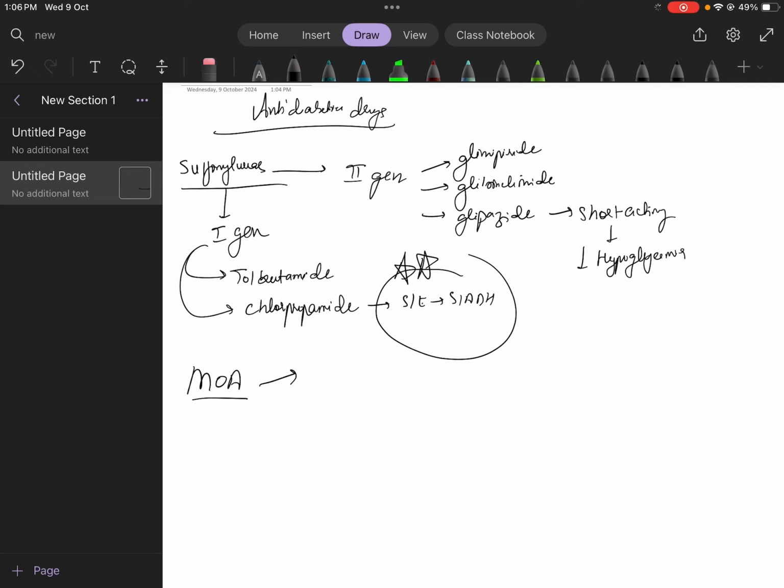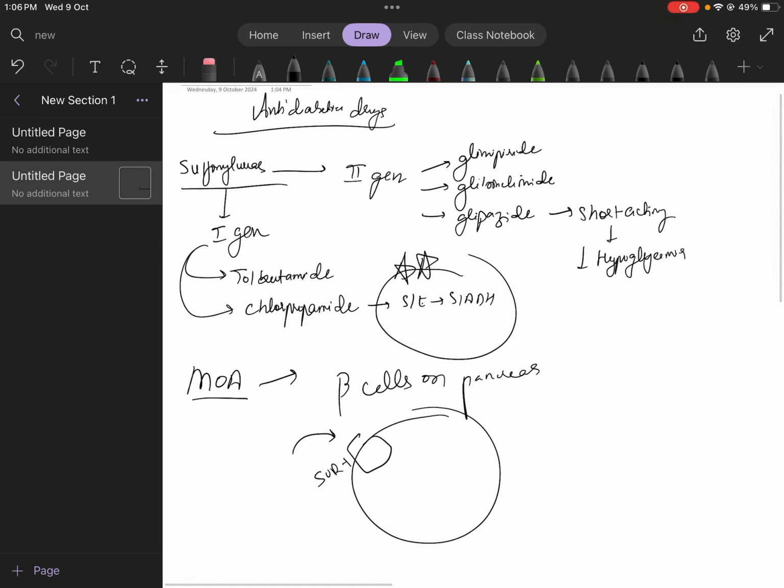This drug basically acts on beta cells of the pancreas. These beta cells have a receptor called the sulfonylurea receptor, the SUR1 receptor. So very simple, it acts on beta cells of the pancreas which contain a receptor called the SUR1 receptor, also called the sulfonylurea receptor. So what does it do? This drug basically goes and binds to the receptor. This receptor is an ATP sensitive potassium channel.